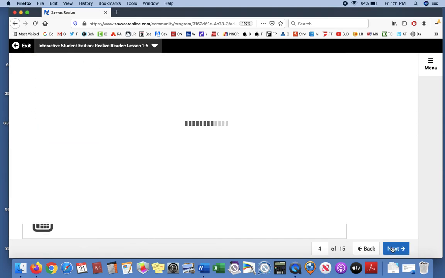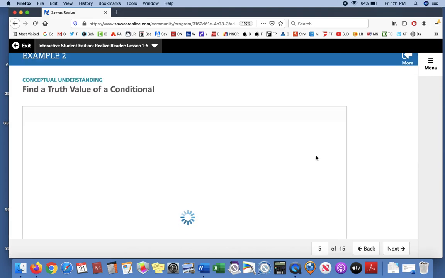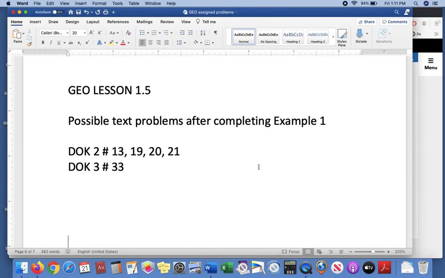That looks like it might be the last. Let me just do one quick check. The next thing is example 2. So after doing example 1, you can now do problems 13, 19, 20, 21, and 33.